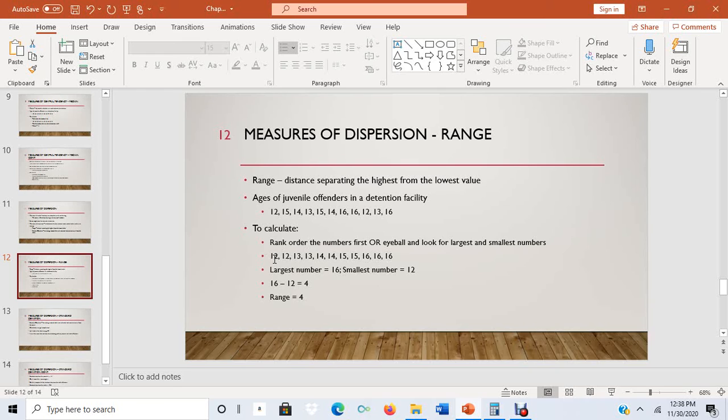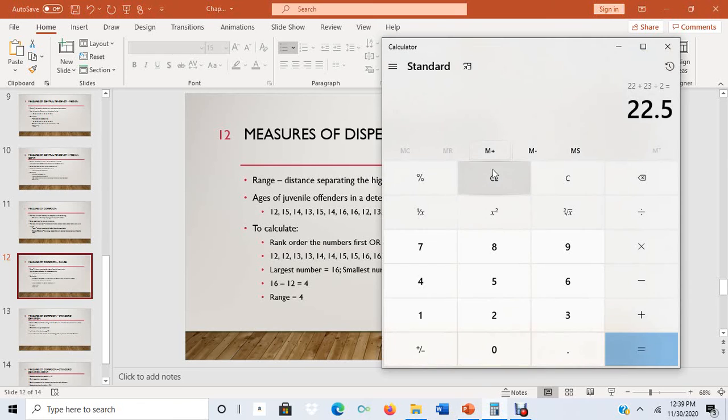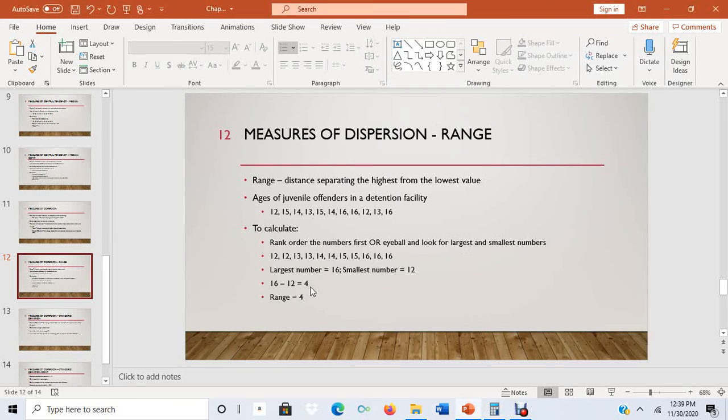Okay, so in order to figure out the distance between 12 and 16, or the range, we just calculate it out. We take our largest number, which is 16, and then we subtract the smallest number, and we get 4. So the range is 4. The range is pretty easy to calculate. Just take the largest number, subtract the smallest number, and that's the range.